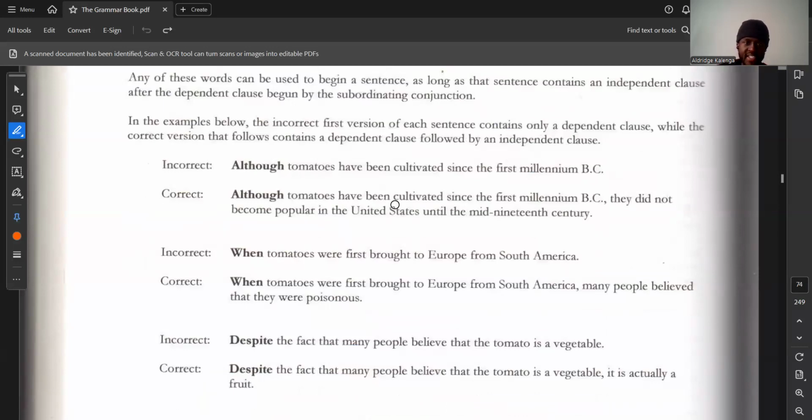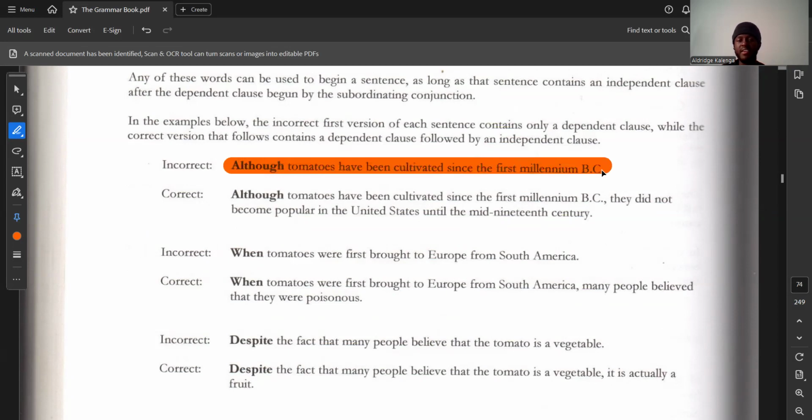Let's look at some sentences. Okay, so look at this. This is just a fragment: although tomatoes have been cultivated since the first millennium BC. So you say, although they have been cultivated since the first millennium BC, they did not become popular in the United States until the mid 19th century. Then that becomes correct. So you need to have it in full.